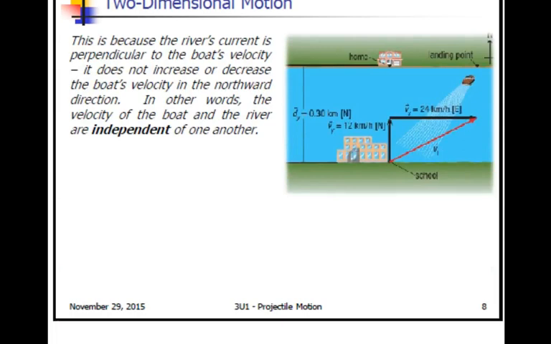So this example is another example where we have this independent motion. The motion of the water is independent of the motion of the boat. So you can be moving your boat north. The water can be moving you to the east. Both the velocity vector that you push the boat north and the velocity vector that the water pushes you east would have to be added together to determine a resultant velocity.